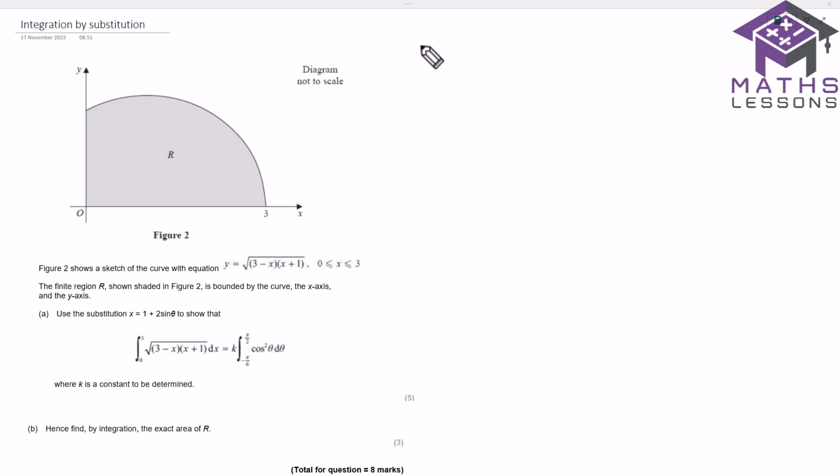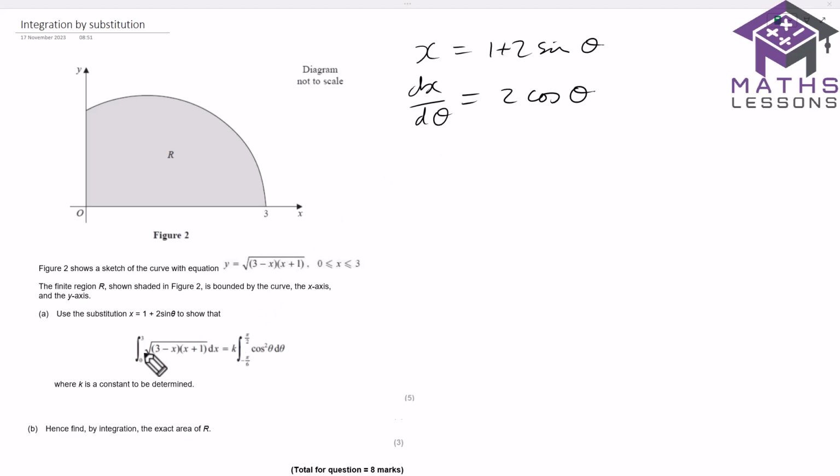to this. So the first thing you should always do with your substitution is differentiate it. So let's get our substitution. And you get a mark straight away if you differentiate this. So let's differentiate this with respect to theta. And 1 goes to 0, and 2 sine theta will go to 2 cos theta.